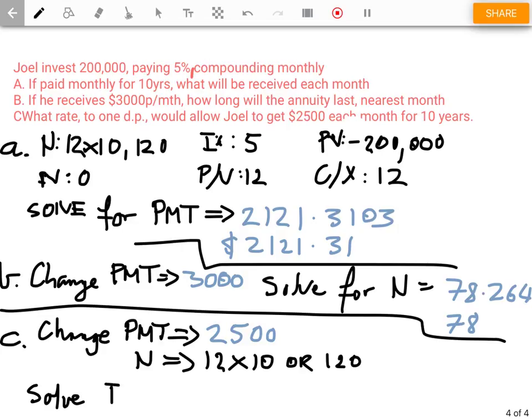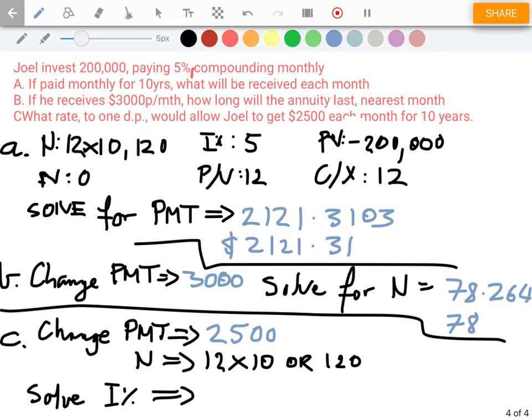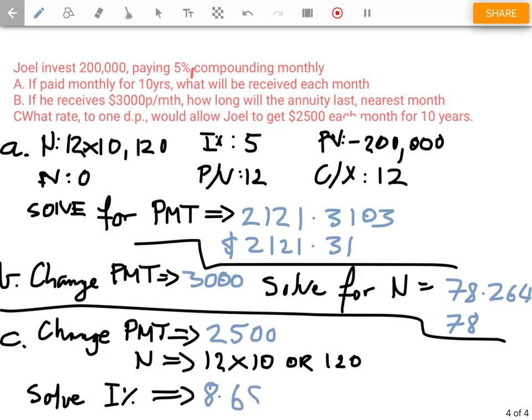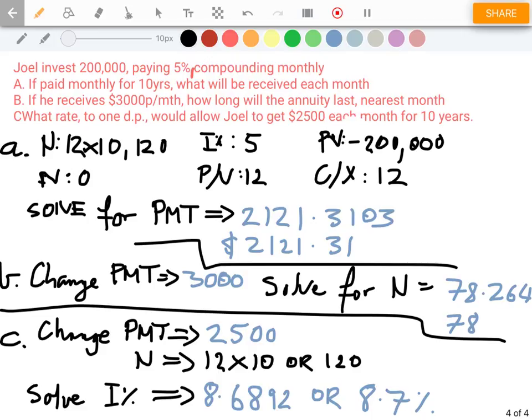solve for I percent. Alright, and we get an answer of 8.6892, or to the nearest decimal place, 8.7% is the interest rate Joel would want to get, so that he gets $2,500. Okay, so he gets that much there over 10 years. So he finds a bank or an institution that gives him that, and he's happy.